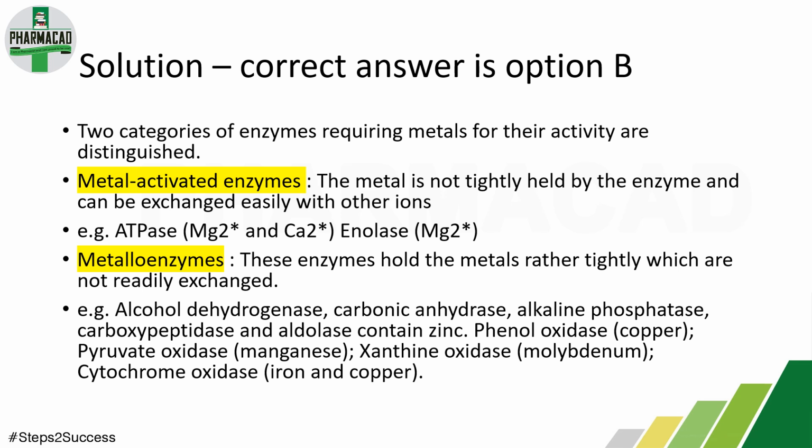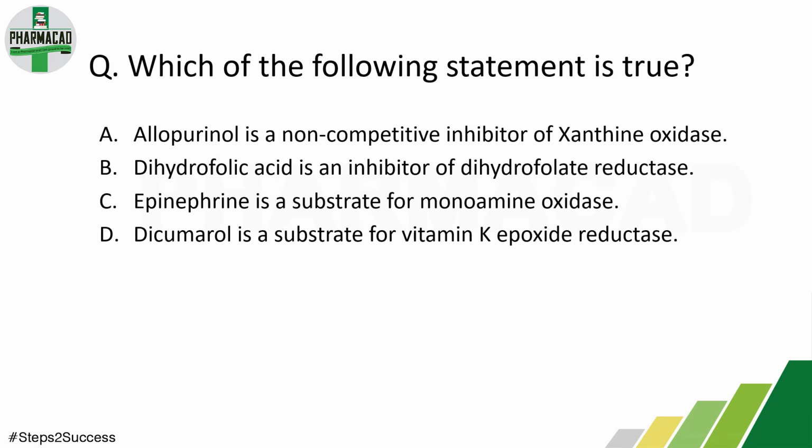While metalloenzymes are enzymes which hold the metal tightly, and it is not readily exchanged. Examples: alcohol dehydrogenase, carbonic anhydrase, alkaline phosphatase, etc. require zinc. Phenol oxidase requires copper. Pyruvate oxidase has manganese. Xanthine oxidase, molybdenum, and so on. So these enzymes and their metals can be asked in GPAT. Move on to the next question.